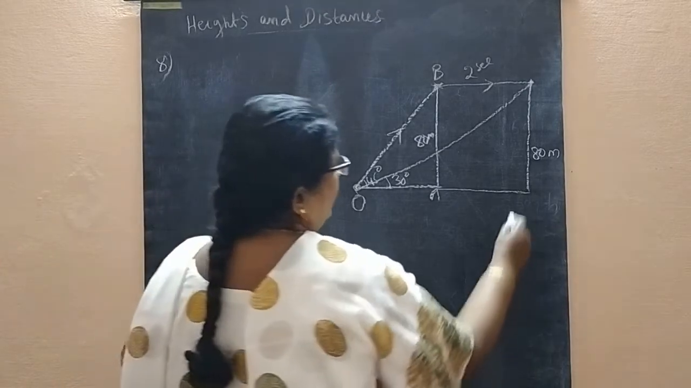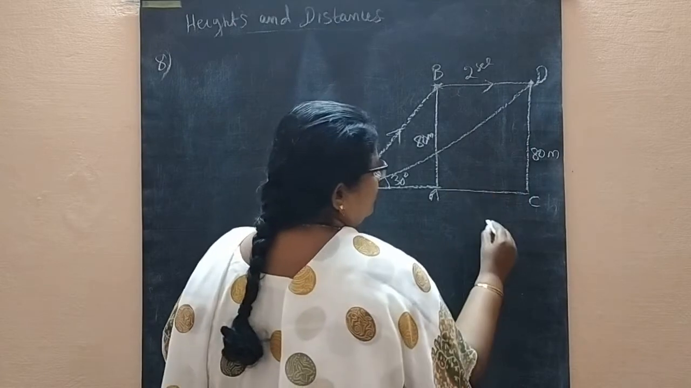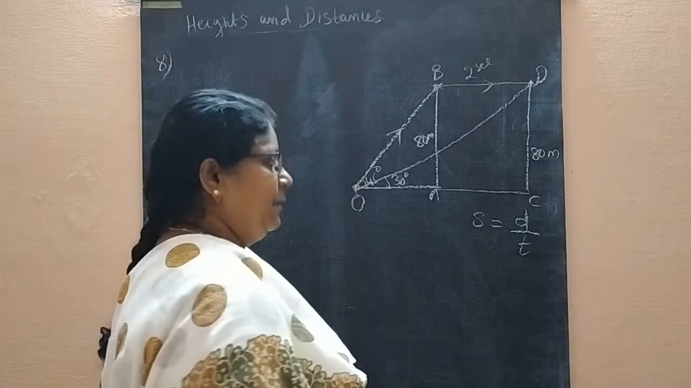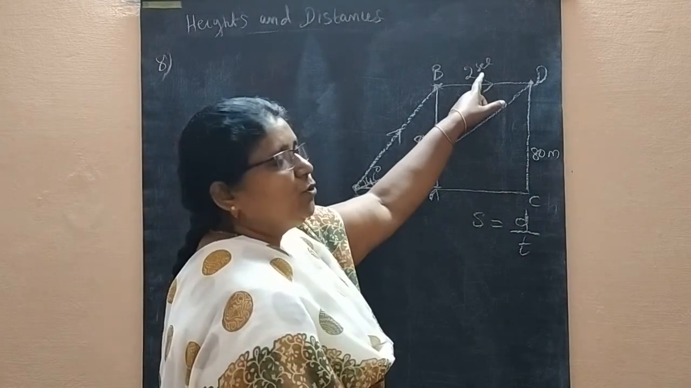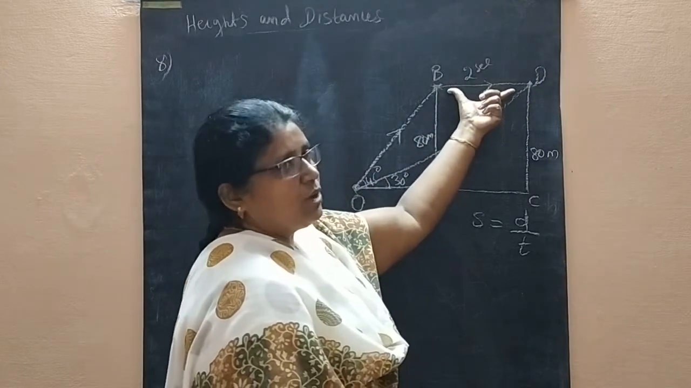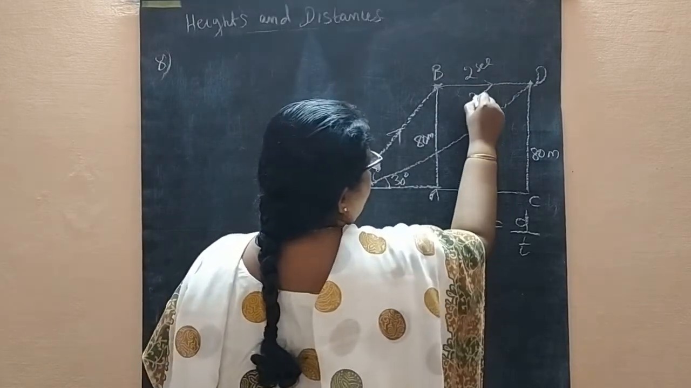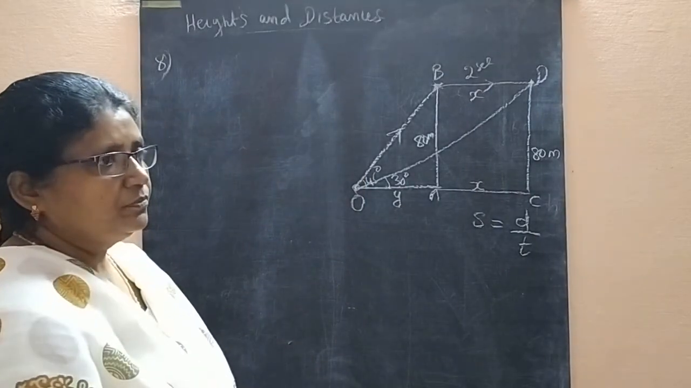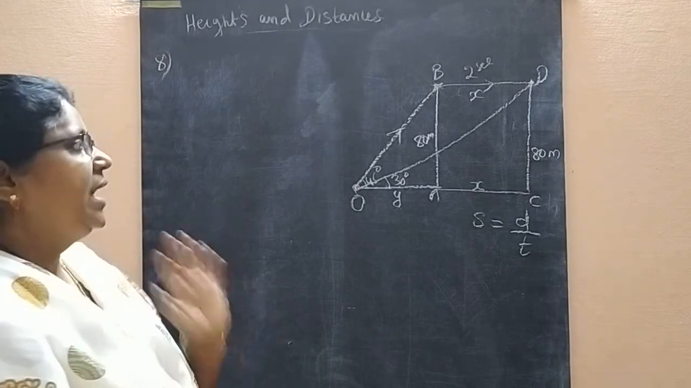Speed of the bird. So, what you have to find? This distance you have to find, since speed is equal to distance by time. Time already given 2 seconds. So, for getting the speed, BD distance you have to find. Okay. So, let us take, this is x, then it is also x. This we can take y. Understood? So, now we are going to find how much is x.